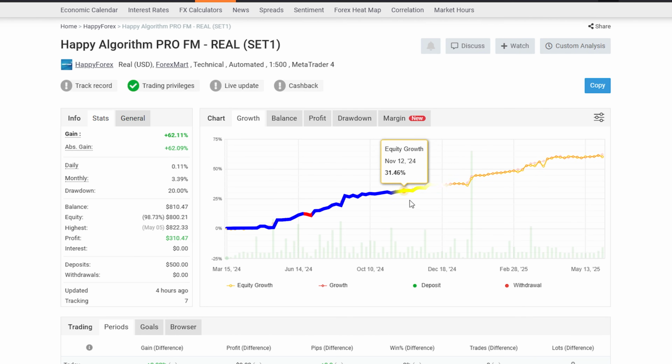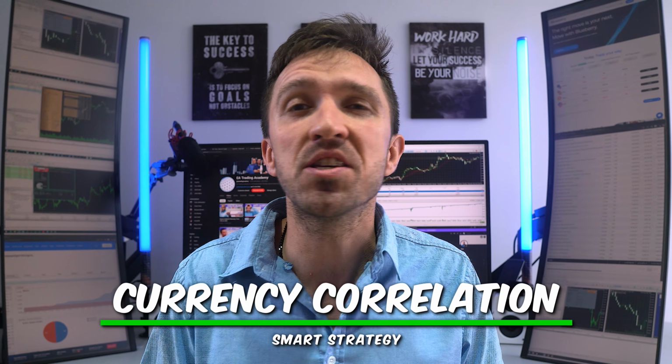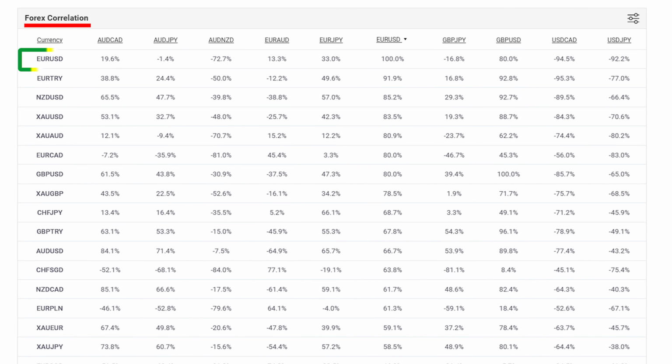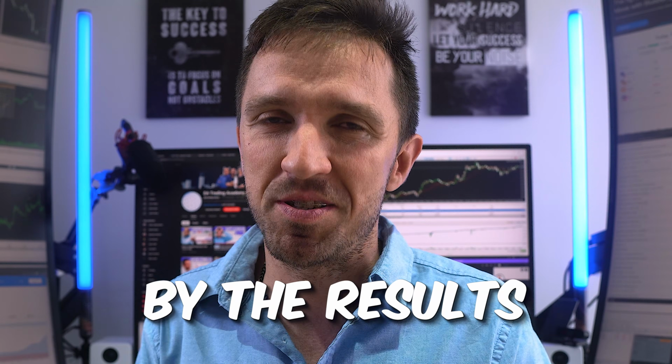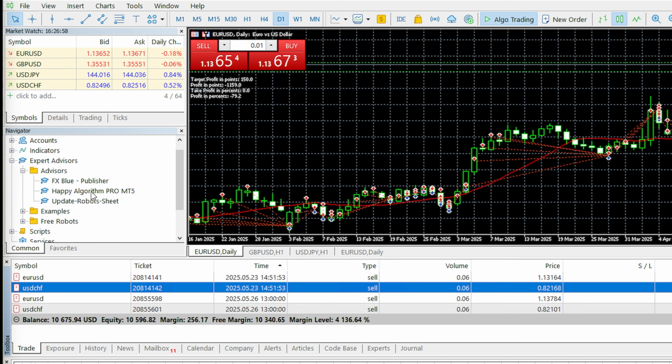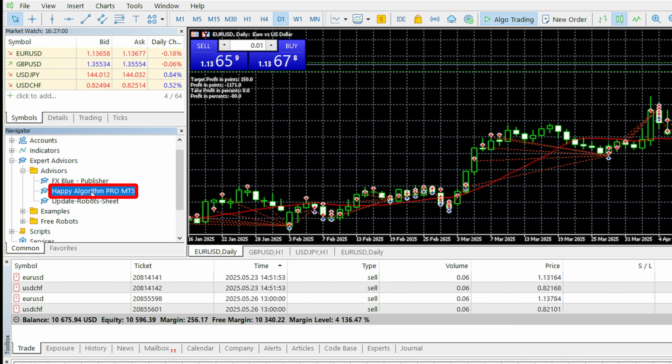The trading bot I'm going to show you today is really smart. It uses a currency correlation strategy and takes advantage when two currencies move in opposite directions. I've spent a lot of time testing it and you will be surprised by the results. So here is the MetaTrader platform and the robot is called Happy Algorithm Pro.